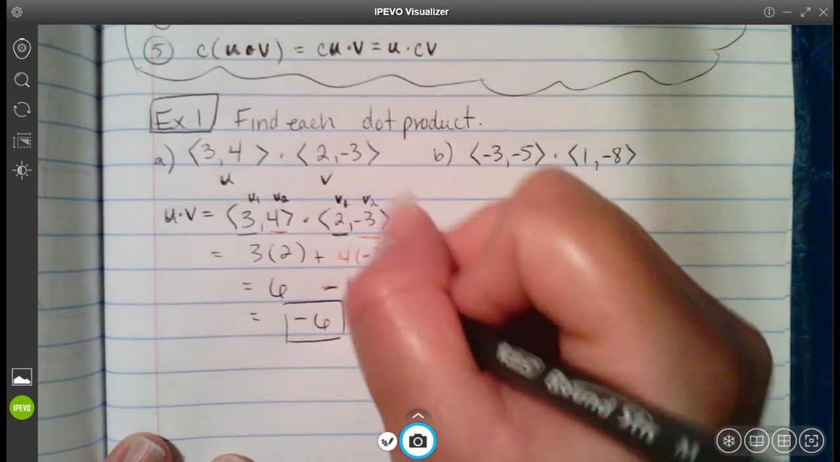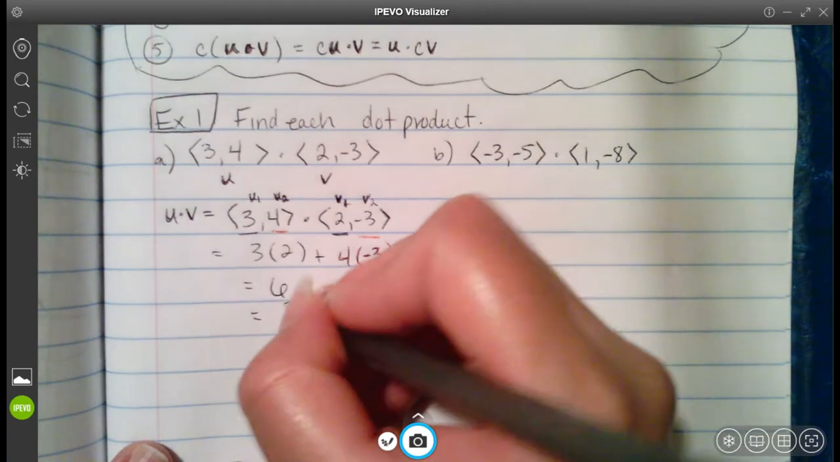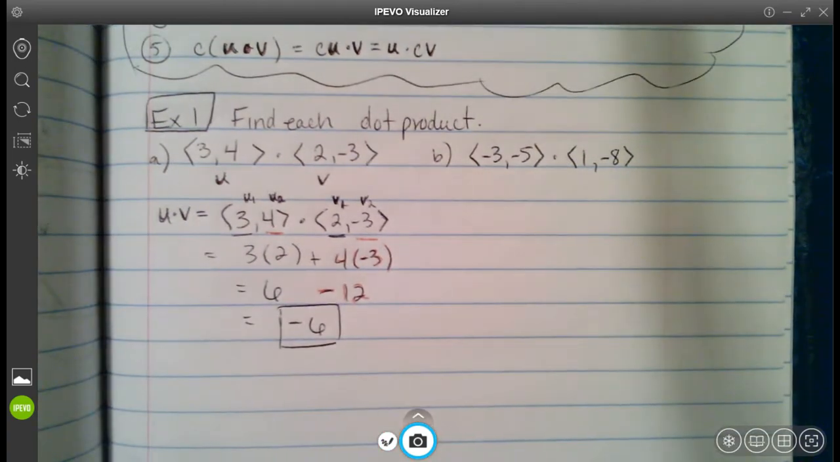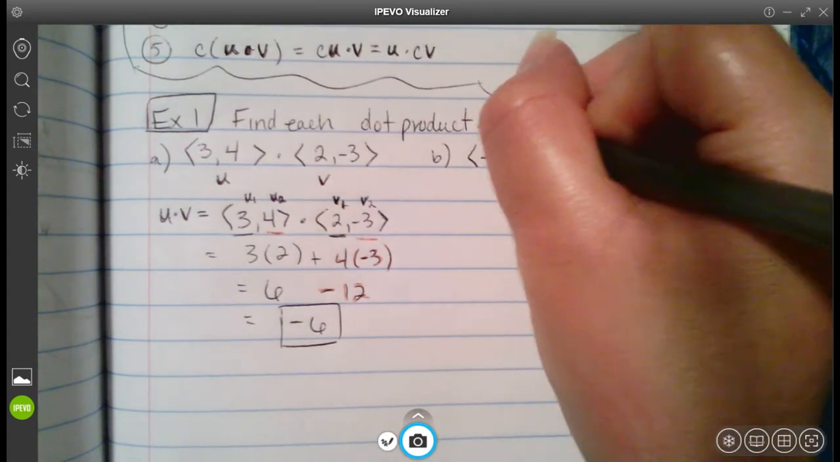So let me rewrite this because it's a little hard to see. I'm going to have to switch colors on that one. And that's it. That is the dot product of these two vectors. Okay, let's look at the next one. We have negative 3, 5, and 1, negative 8. For this one, let's let the first one be equal to our u.